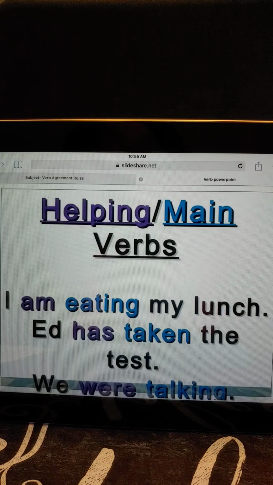The next one is Ed has taken the test. All right, taken needed a helping verb, and the verb was has. Has is a helping verb. Has taken the test. Okay. The last one is we were talking. We were talking. Talking is our action verb or our main verb, and were is our helping verb.